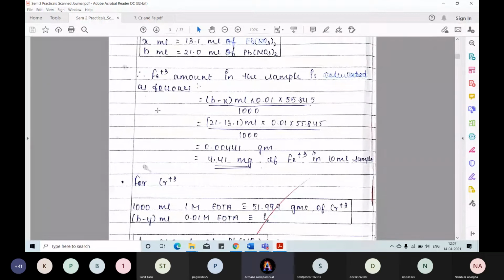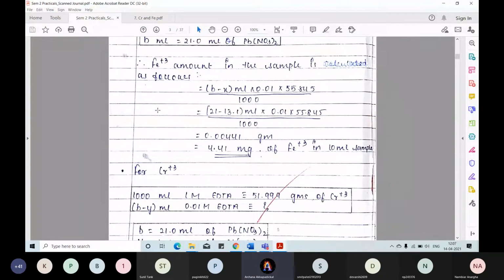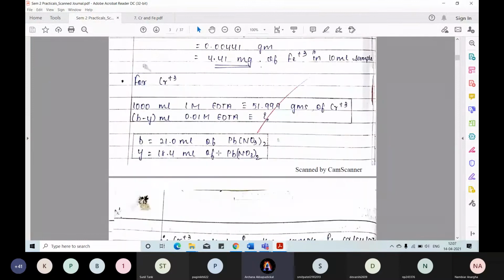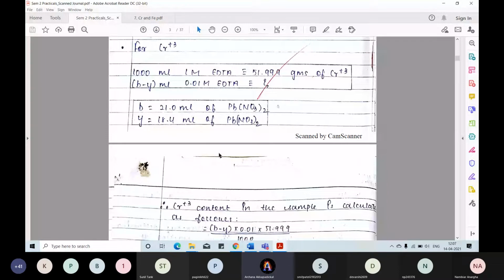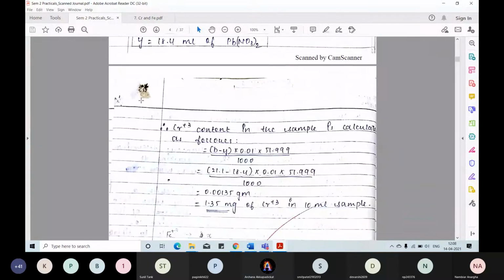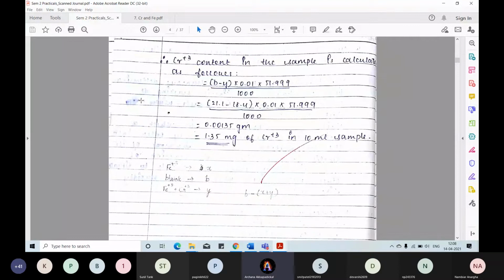So you can see over here, once the calculation was done, the 10 ml sample contained 4.41 milligram of Fe. Similarly, we have a standard equation for chromium ions also, and once you put in the values for chromium, you end up with the amount of chromium present in your sample.